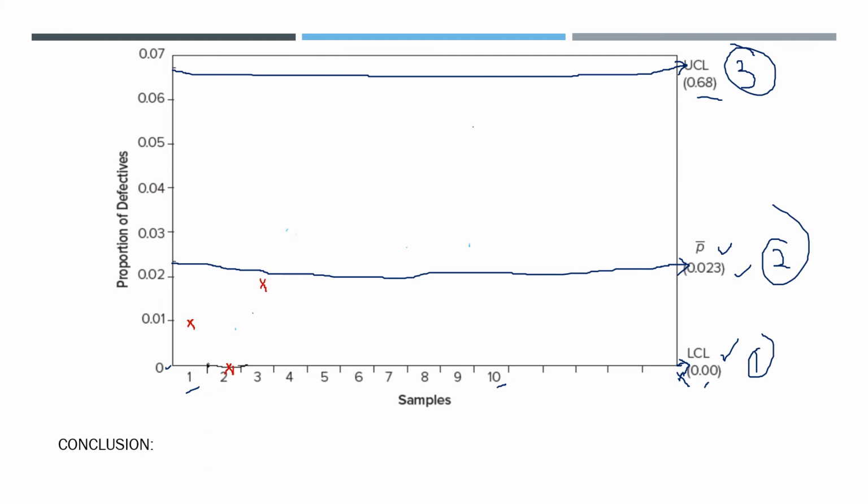Roughly. Sample 4, 0.03. Up here. Sample 5, 0.04. Up here. Sample 6, 0.02. Over here. Sample 7, 0.04. Over here. Sample 8, 0.01. Over here. Sample 9, 0.02. Here. And lastly, sample 10, 0.04. Over here.